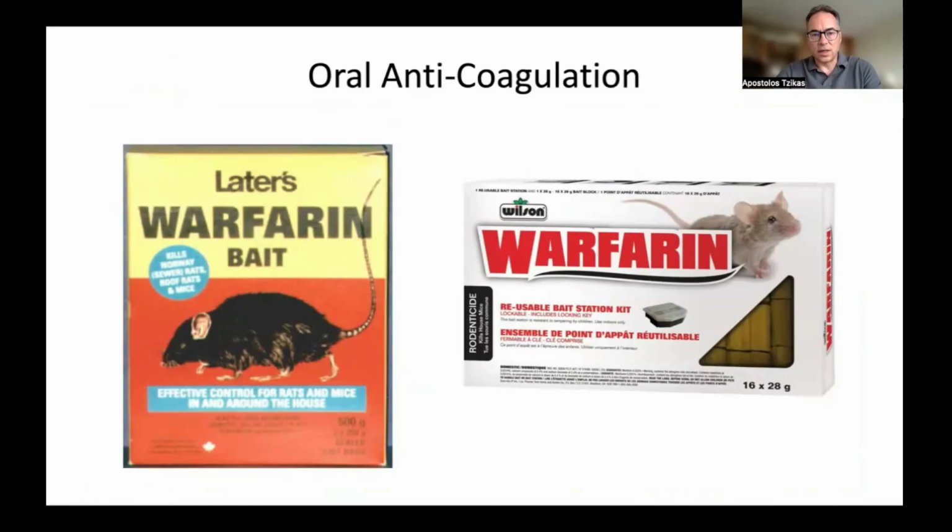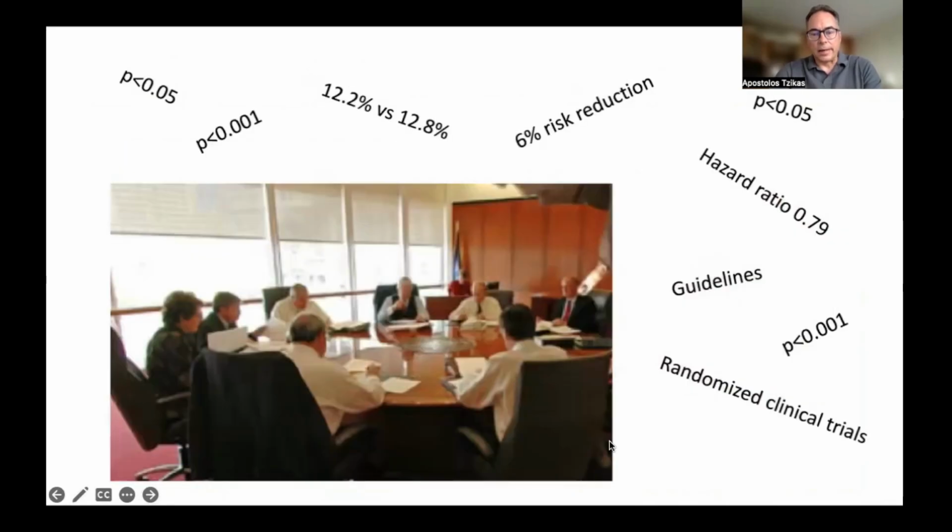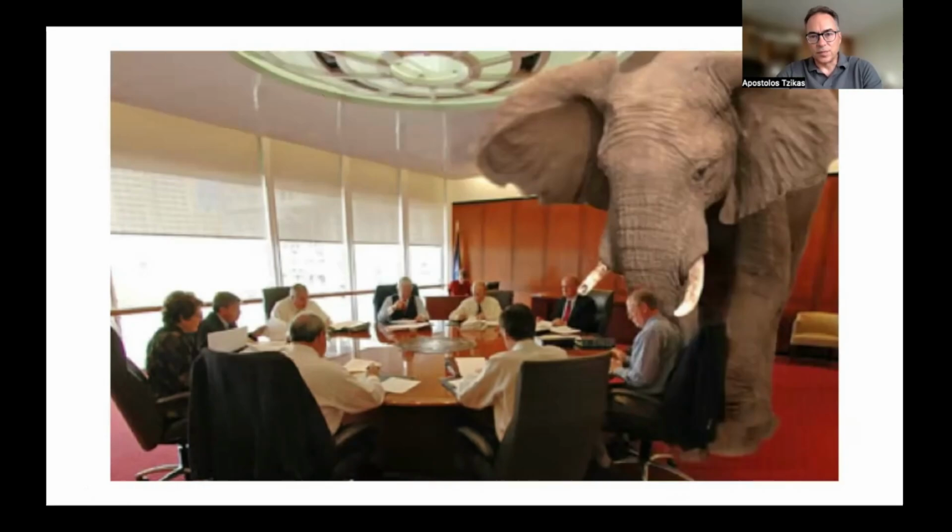The anticoagulants started as rat killers. They can be poisonous, and no matter how much they helped in stroke prevention, I think we may have reached a limit in their use. We talk about p-values and risk reduction, and we're happy when we have small improvements in our results. However, there is an elephant in the room, and the elephant is called adherence.